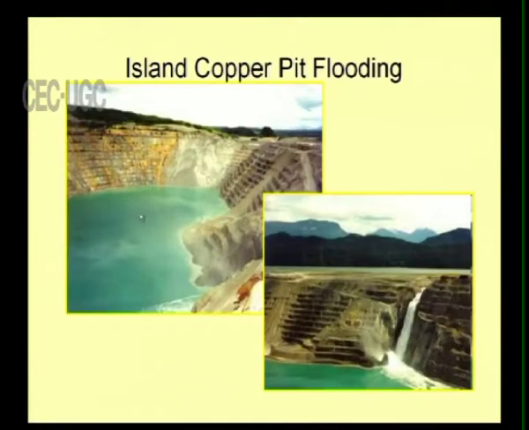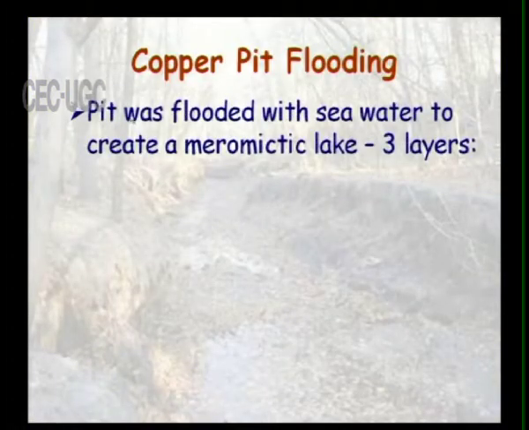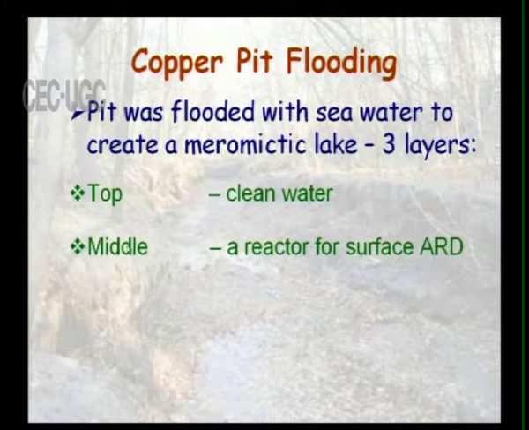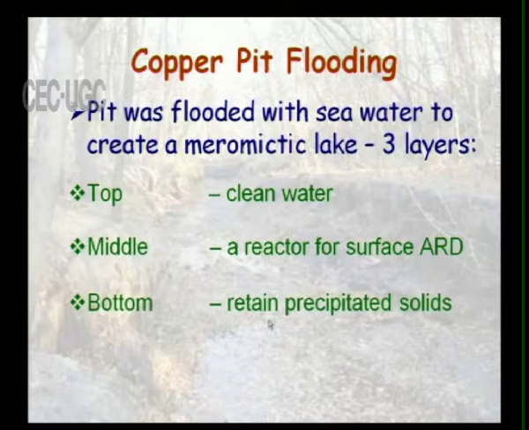And here the Island Copper pit is flooded with ocean water, sea water or marine water, and so it is converted to a good purpose. The pit is flooded with the sea water to create a meromictic lake of 3 layers. The top layer is clean water, the middle layer a reactor for surface ARD, and the bottom will retain the precipitated solid. So, it is flooded with marine water, and then it is used for some other purpose.